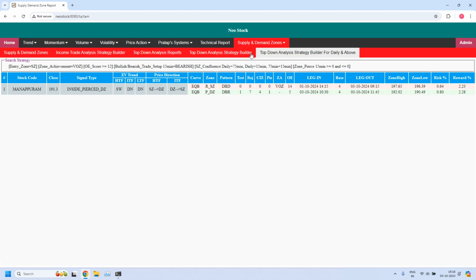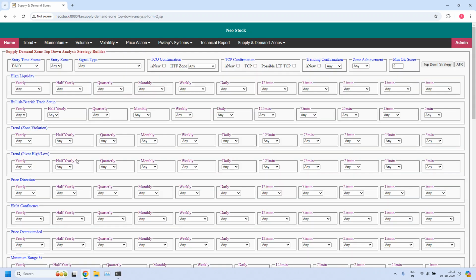Next, let us look for hourly income trade reports. First, let us look into the bullish trade setup. Entry time frame 5 minutes. Entry zone is a demand zone. In bullish or bearish trade setup at 5 minutes, I am selecting bullish.